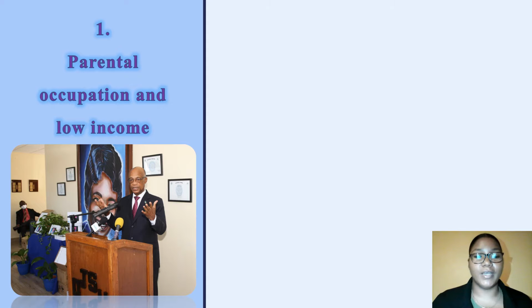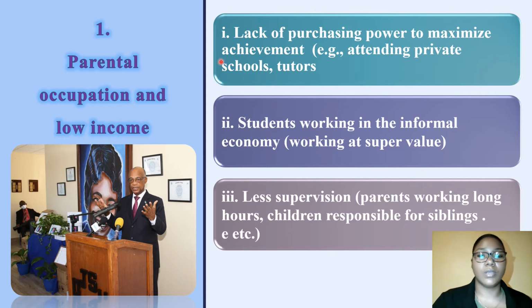The first component is parental occupation and low income. Parents with lower income lack the purchasing power to maximize achievement, such as attending private schooling, access to tutors, and school materials. Research indicates that most high socioeconomic status students attend high-quality schools where they experience the maximum opportunity to learn. Let's take a look at this image.